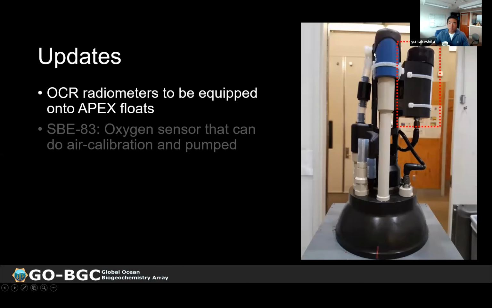In addition to this, we are starting to equip the Apex floats with OCR, which measures downwelling irradiance in 4 channels. We are funded to equip 20 of our upcoming floats with these OCRs. Depending on the success, we are hoping to equip all of our future floats with these downwelling radiometers.